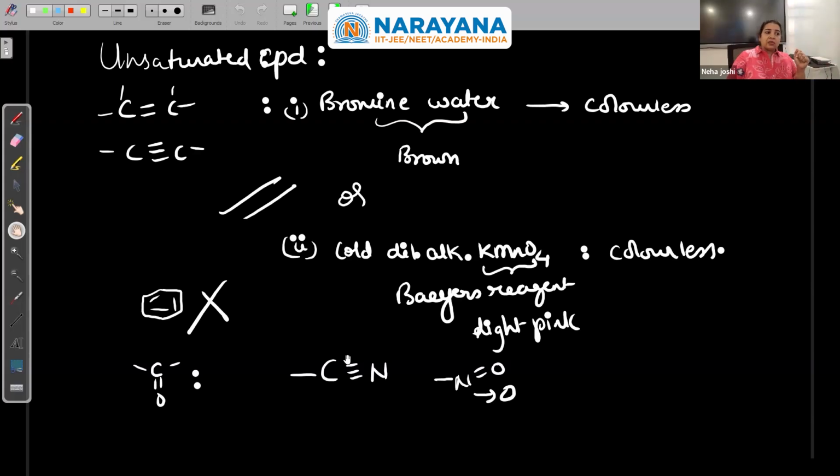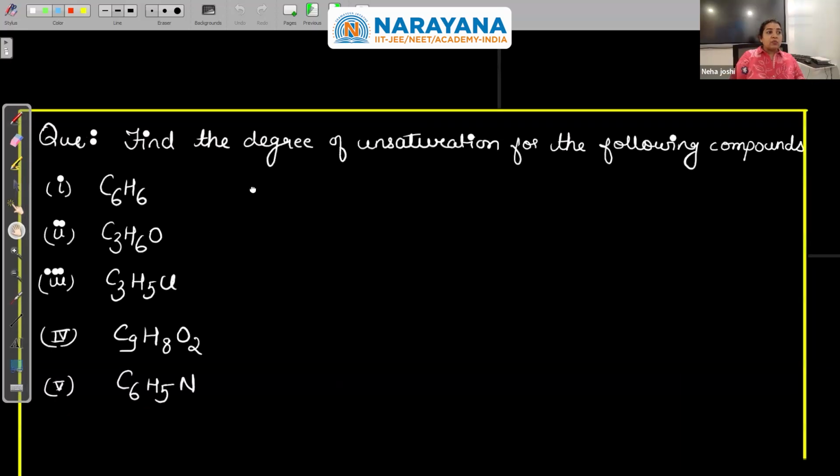Cyanide, yes, it has a pi bond, nitro, carbonyl, but these are compounds which will not give the electrophilic addition reactions which are used for a compound to be named or considered as unsaturated. So for a compound to be referred to as unsaturated, it compulsorily should give the bromine water reaction or Bayer's reagent test. Out of these, if it shows some reaction, then only you call it an unsaturated compound.